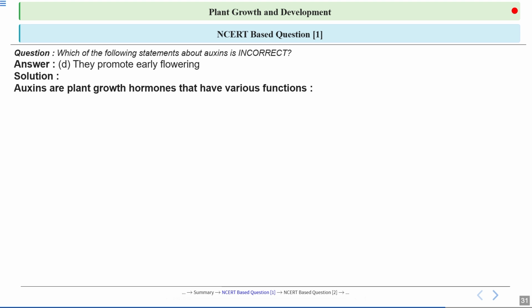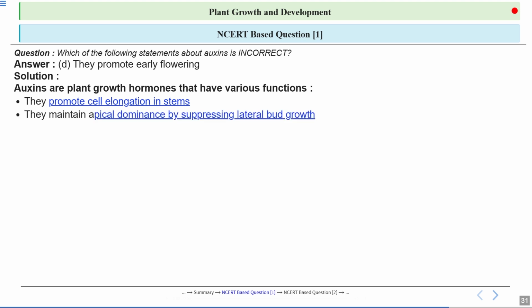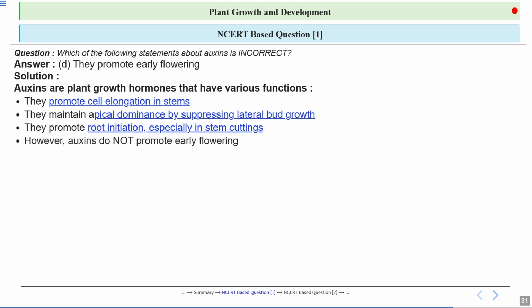Now let us see the explanation part. So they promote the cell elongation in stem, right? And they maintain the apical dominance by suppressing the lateral bud growth. Only the apical buds are growing. So they promote root initiation, especially in the stem cutting. However, auxin does not promote any early flowering. So flowering is regulated by the gibberellins.